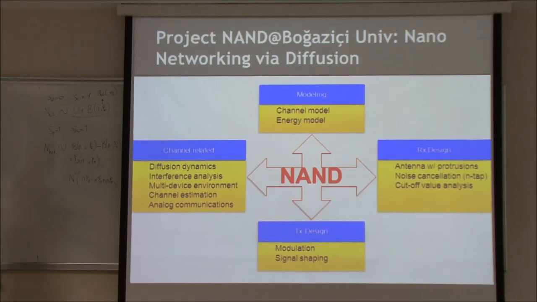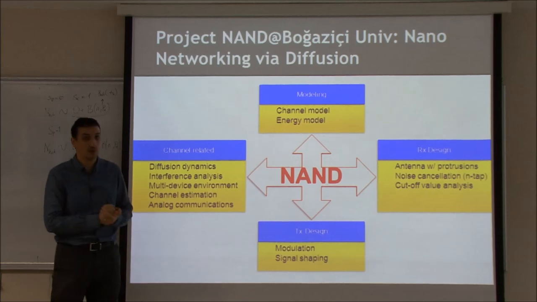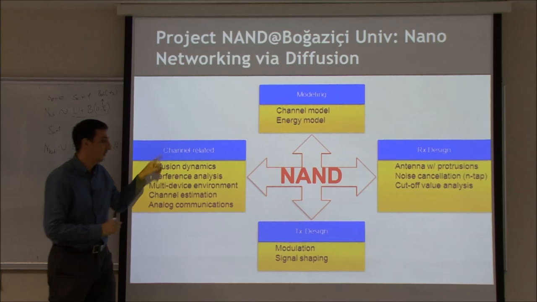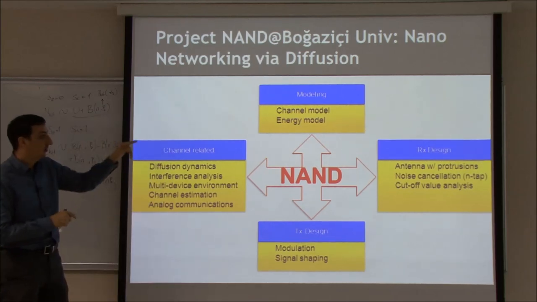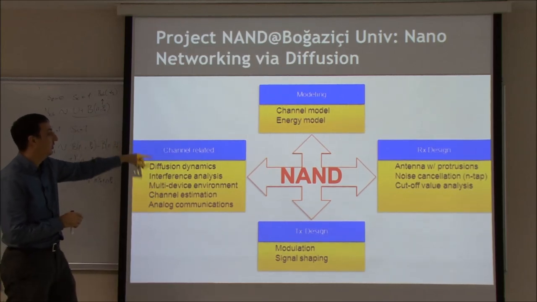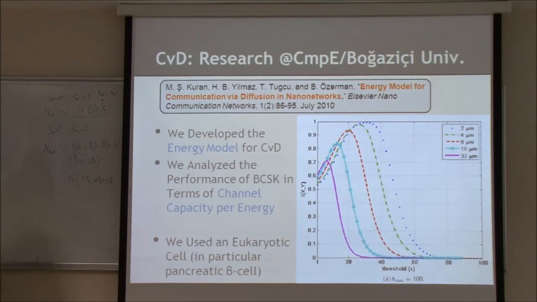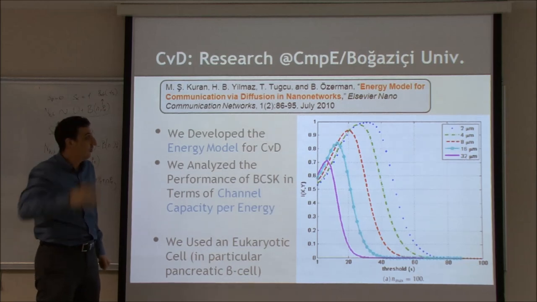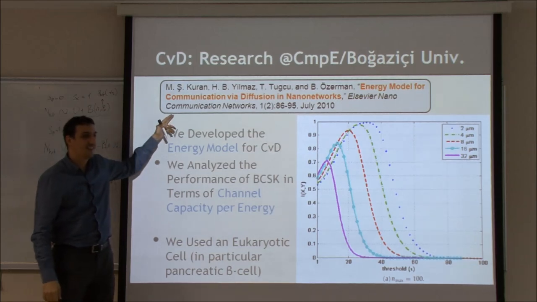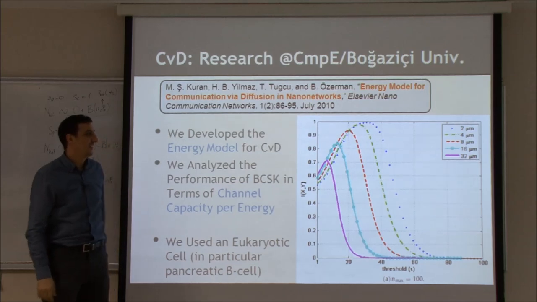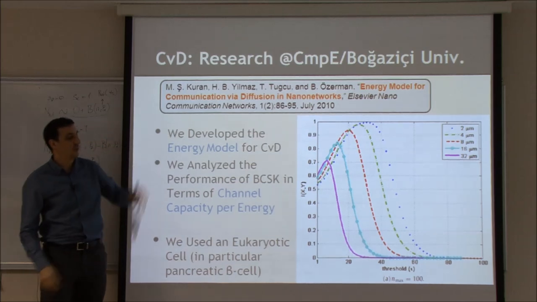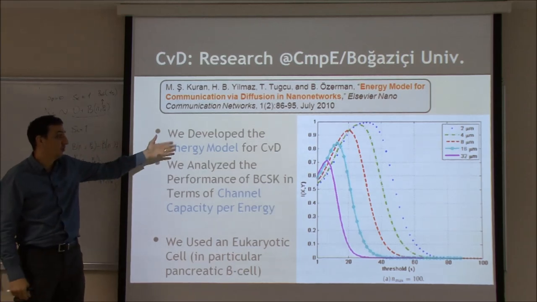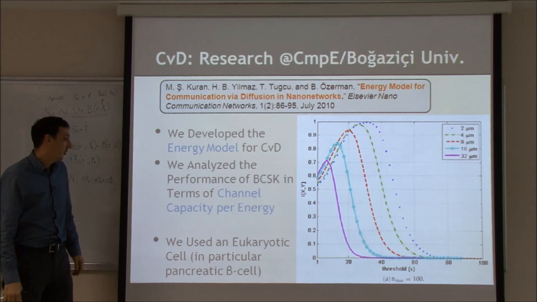So here we have project NAND at Boğaziçi University. NanoNetworking via diffusion. These are the issues we are focusing on: modeling, RX design, TX design, channel related issues, and what we do in our research. This was the first paper, energy model for communication via diffusion in nanonetworks, and we developed the energy model for CVD and channel capacity.